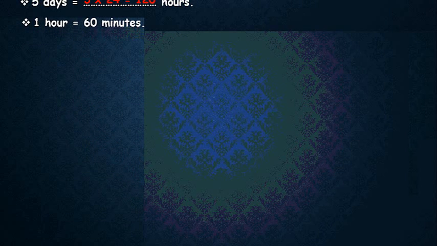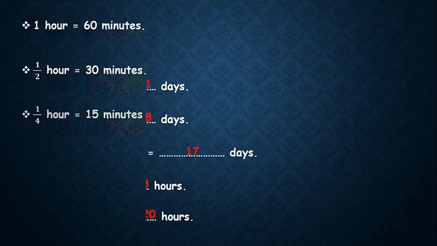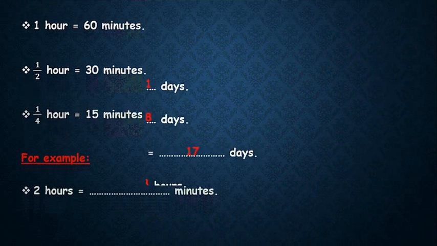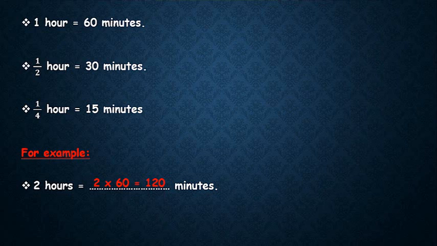Hours and minutes. We must know that 1 hour equals 60 minutes. Half hour equals 30 minutes. Quarter hour equals 15 minutes. For example, if I want to know how many minutes are there in 2 hours, we know that 1 hour equals 60 minutes. So we are going to make 2 times 60 equals 120. So in the 2 hours, we have 120 minutes.